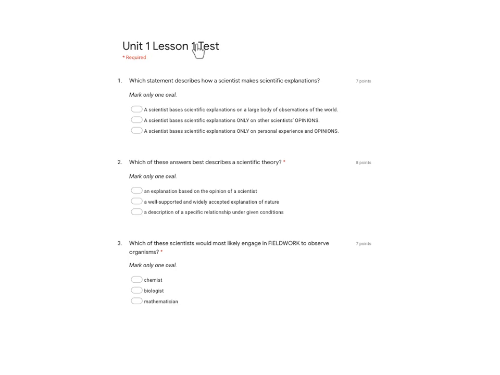Unit 1, Lesson 1 test. Number 1. Which statement describes how a scientist makes scientific explanations? A scientist bases scientific explanations on a large body of observations of the world. A scientist bases scientific explanations only on other scientists' opinions. A scientist bases scientific explanation only on personal experience and opinions.